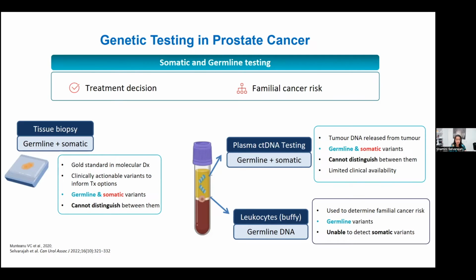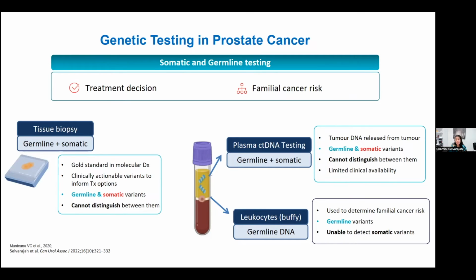This is to see if there might be any clinically actionable alterations to inform treatment options. So when you do tissue testing, you are actually going to be picking out somatic and germline variants. But when you get a result with tissue biopsy and you see a variant, you cannot really determine whether that variant is germline or somatic. You have to follow that up with germline testing to determine whether it's inherited or acquired. So that's the limitation of tissue biopsy.